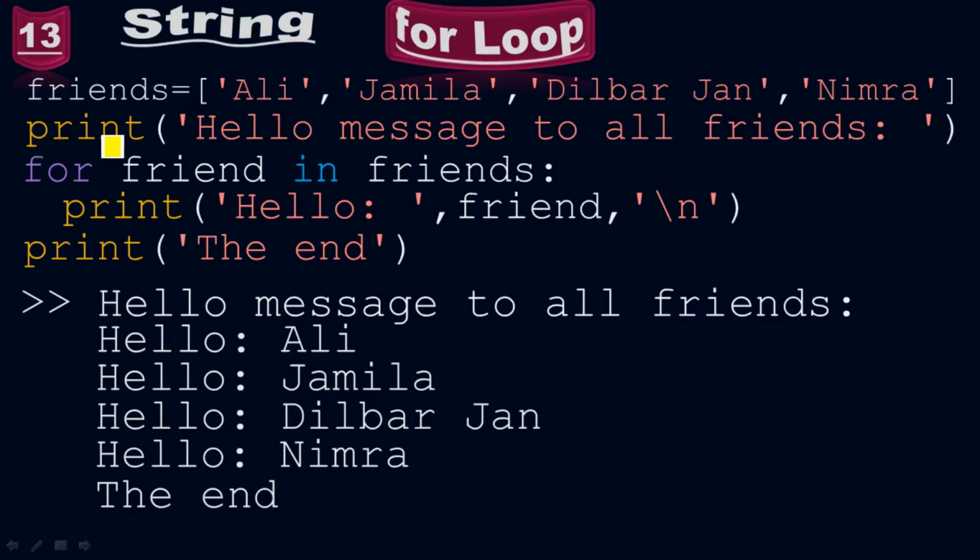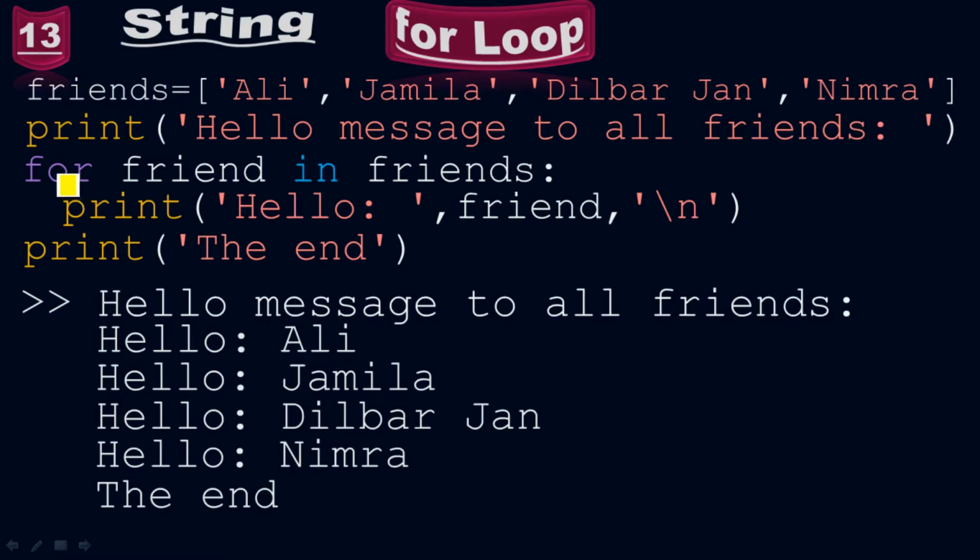So I'm using the print function here, print of hello message to all friends. This is the title message. This print function will print the title message here, hello message to all friends, with the colon. So this is the title message.